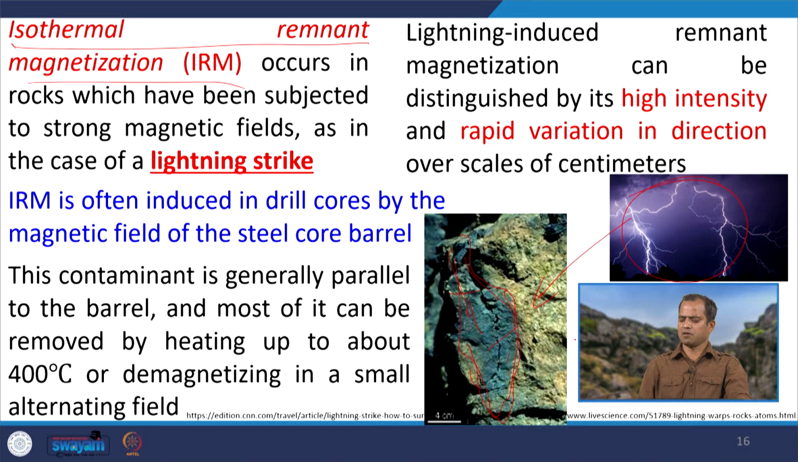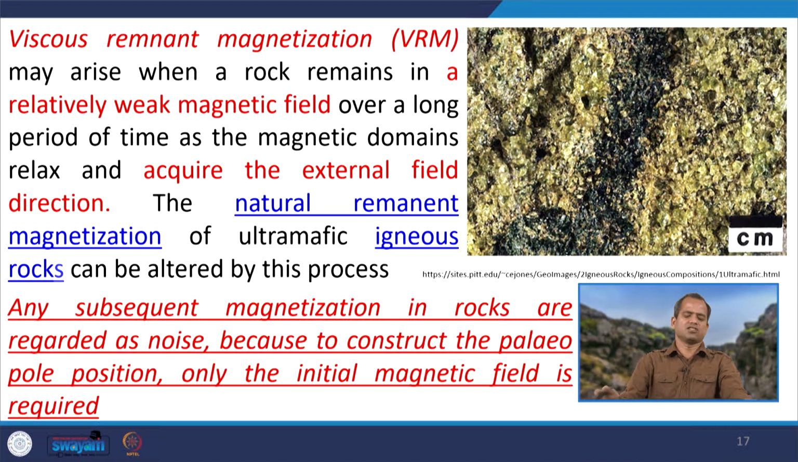If you keep on measuring the magnetization in an area and you come to an area affected by a lightning event, suddenly your magnetometer will give haphazard readings. So this type of area can be distinguished from the surroundings, the part that is actually affected by the lightning effect. Then another is the viscous remnant magnetization or VRM.